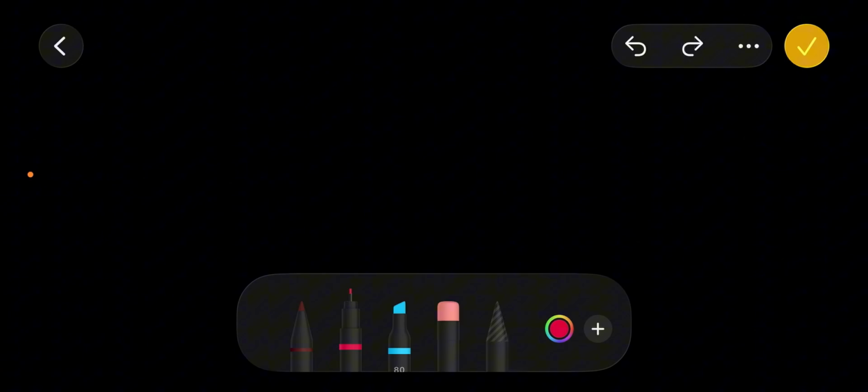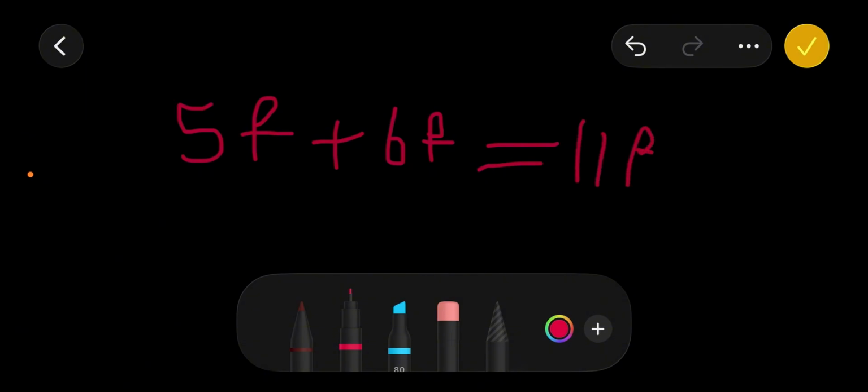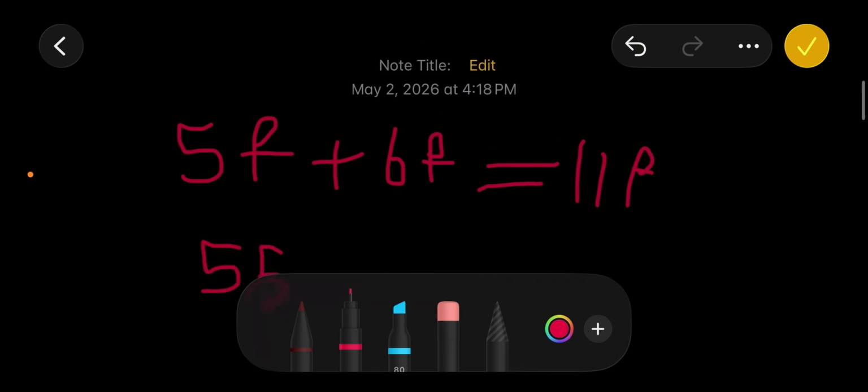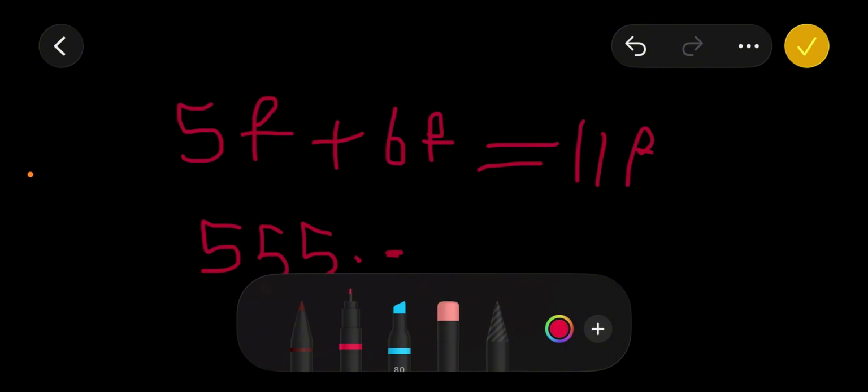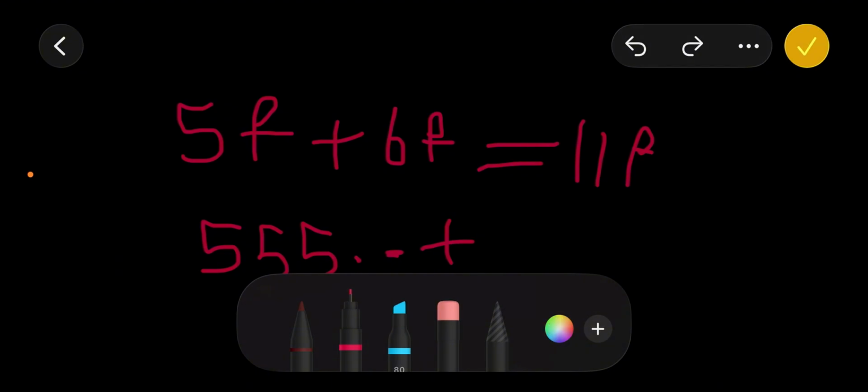So let's do an example of adding rule of P. What is 5p plus 6p? Well, you're going to think it's just 11p. But you're actually wrong. Because if we write this out as 5, 5, 5, and forever, plus 6, 6, and forever, you have to actually carry the 1. So it actually becomes 12, 12, and forever. I hope this makes sense, guys. So actually, 5p plus 6p equals 12p.